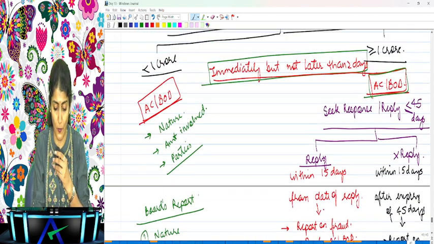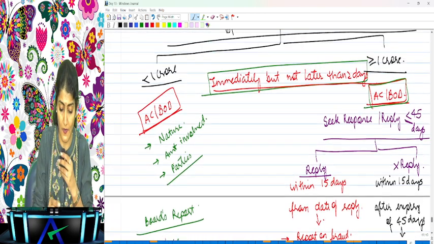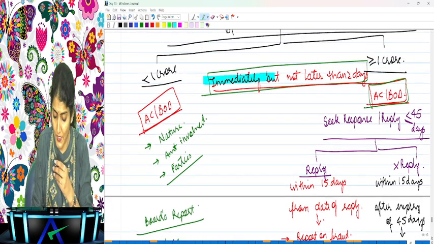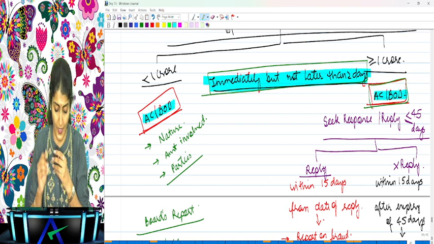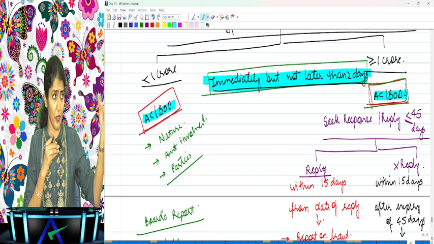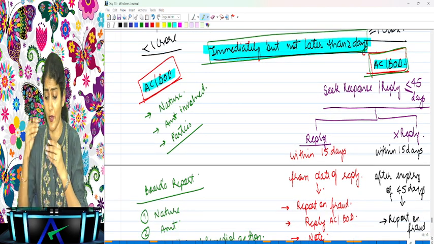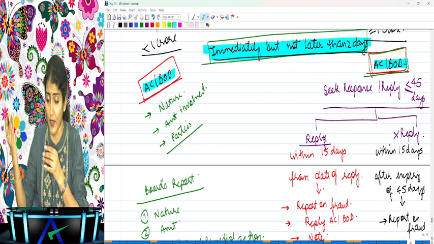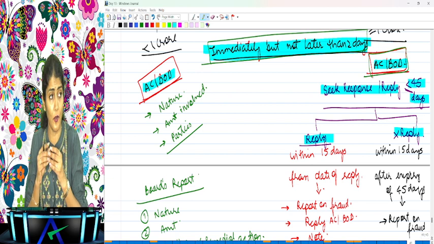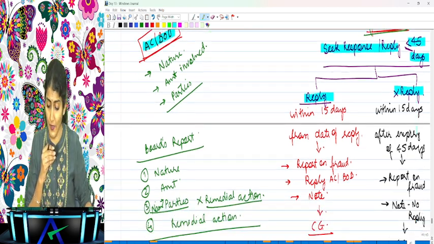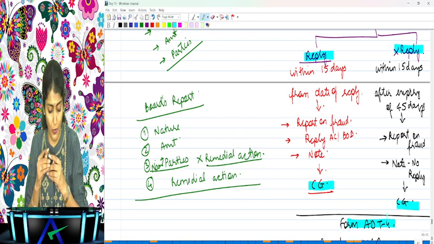Fraud is less than 1 crore or more than or equal to 1 crore. In both cases, first thing what you will do? Immediately but not later than 2 days, report to the audit committee, board of directors. And if less than 1 crore, it also has to come in the board report of the company. However, if it is more than or equal to 1 crore, then seek reply within 45 days. Then you may get a reply or you may not get a reply. In both cases, you need to report it to CG in form ADT 4.